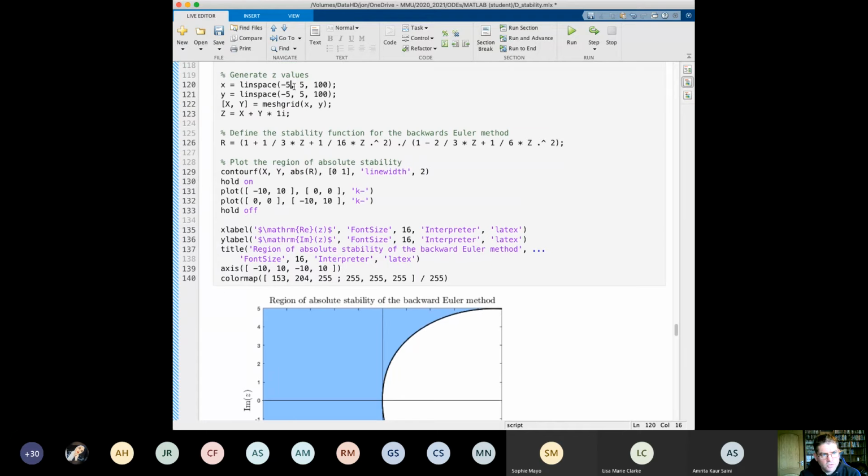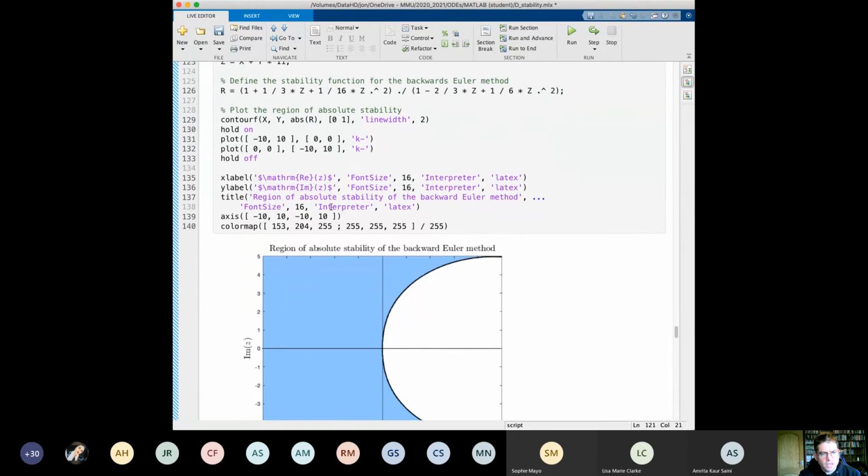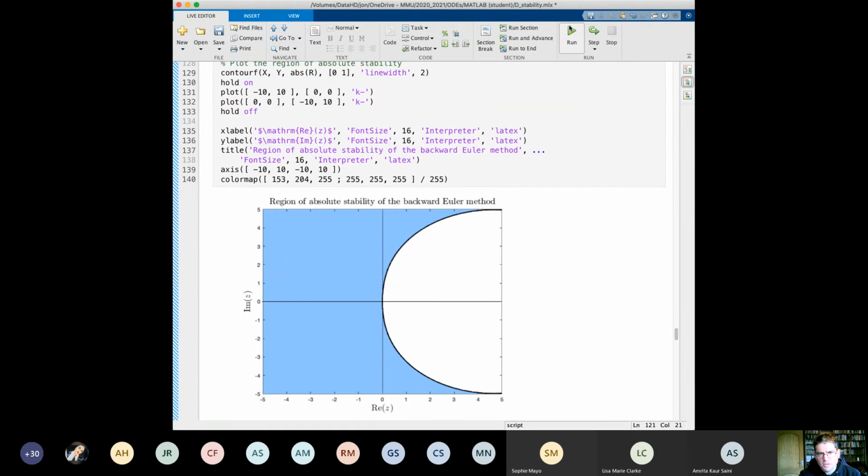I also need to change my x and y values. That's a general thing on MATLAB. Don't always expect to get things right straight away. It does take a while to do these things. There we go.